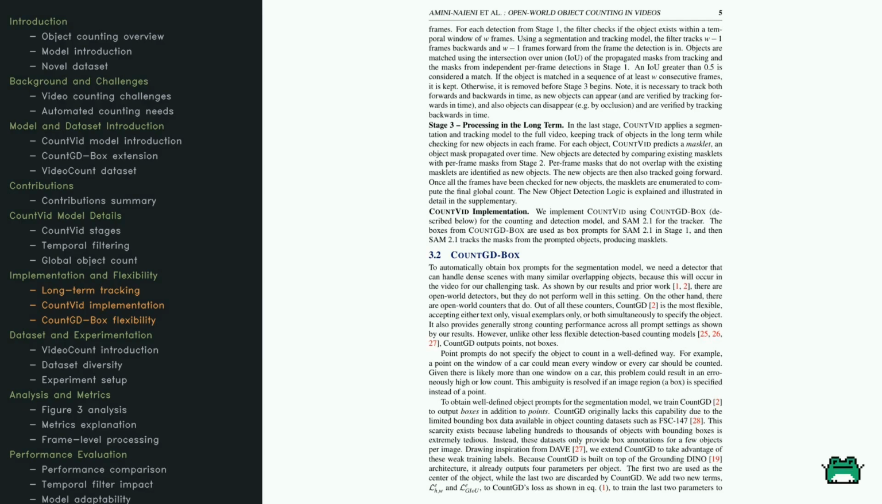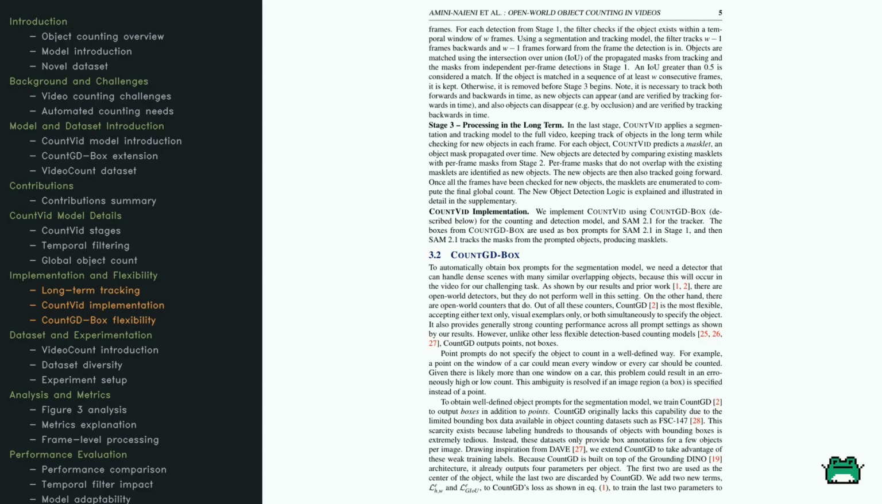by the end. For implementation, COUNTGD handles counting and detection, while SAM 2.1 manages tracking. The idea is to use box prompts to guide the segmentation model, ensuring accurate mask creation, especially in dense scenes with overlapping objects. COUNTGD is designed to generate box prompts effectively. Unlike other models that only use points, COUNTGD focuses on providing clear boundaries for objects, which is essential for precise counting. This approach resolves ambiguity and enhances accuracy by defining object regions clearly.